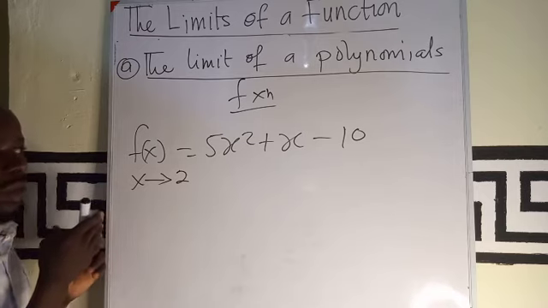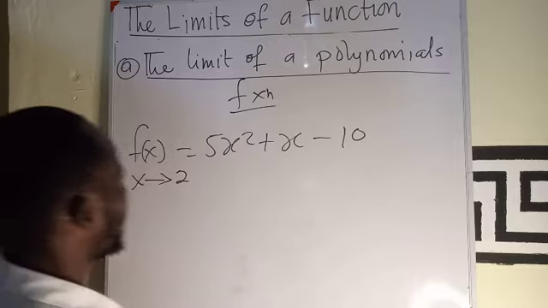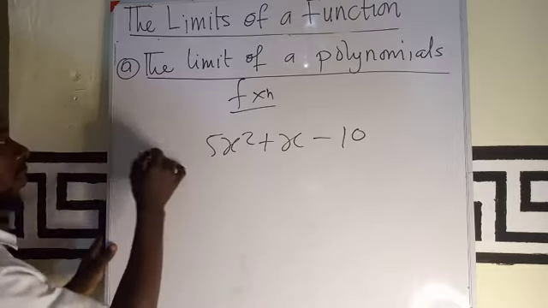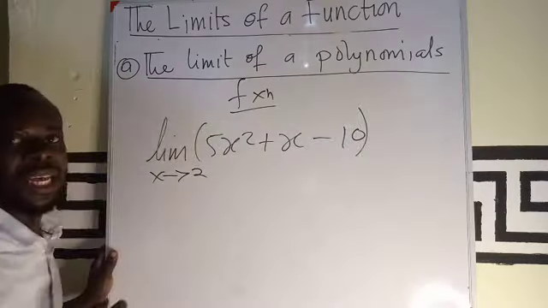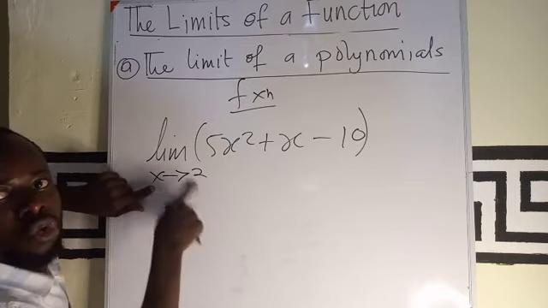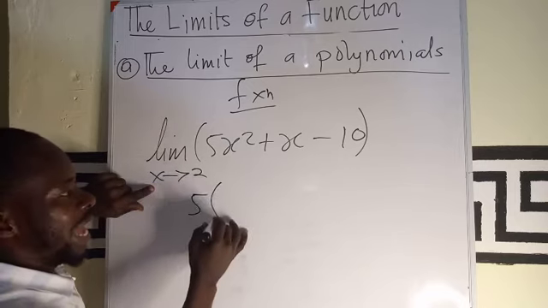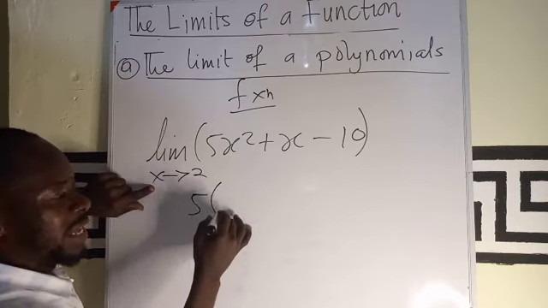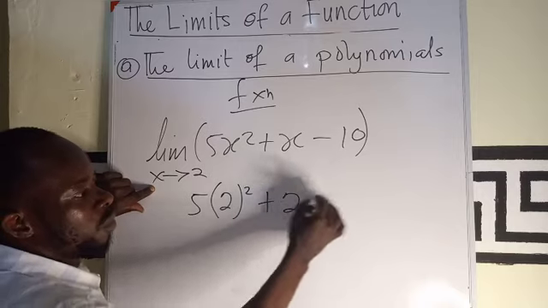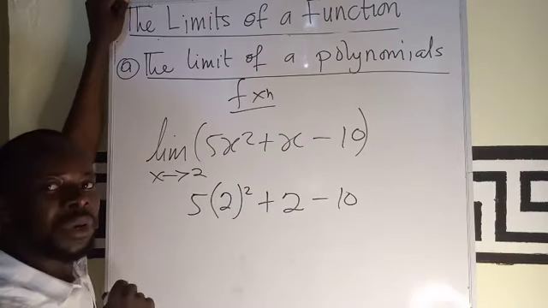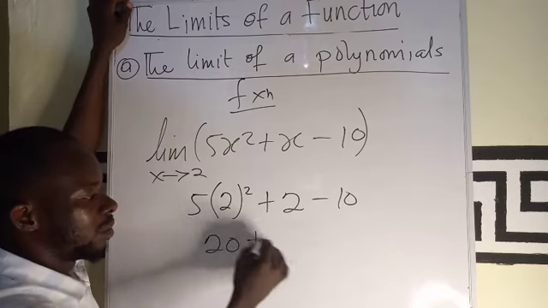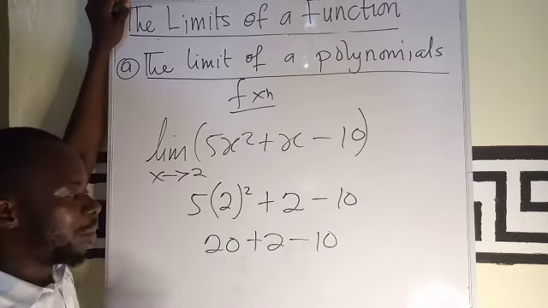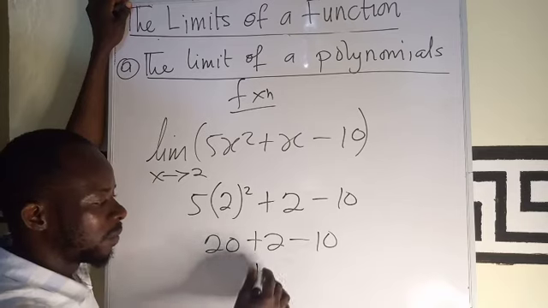If I have this function, don't forget we can write it as a limit, in this form. As x is approaching 2, it means that whenever I see x, it takes the argument 2. So here we are going to have 5 times x, and x is 2, exponent 2, plus x, which is 2, minus 10. Right away we know 2 multiplied by itself 2 times is 4. 4 times 5 is 20, plus 2 minus 10. I believe this will give us 22, minus 10, we have 12.